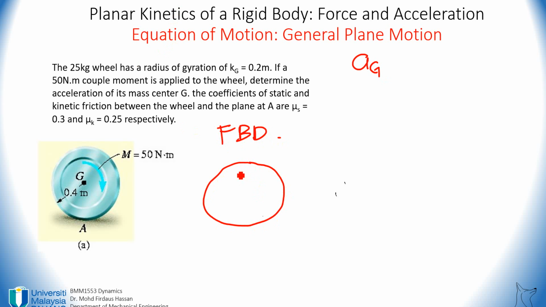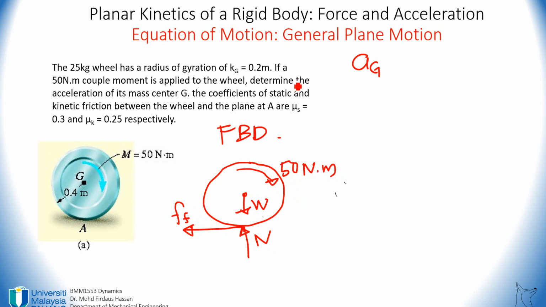You have the moment, 50 newton meter. What else? You have a friction force, FF. For the example, you have the weight, and then you have the normal force.